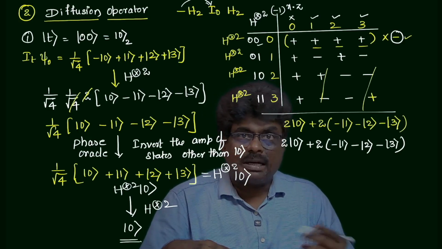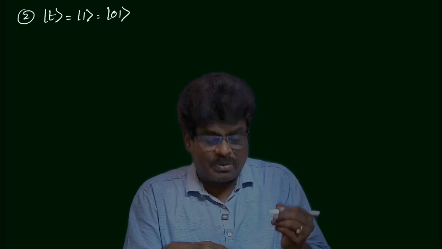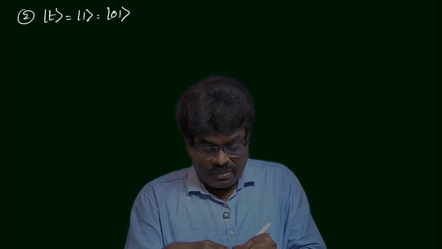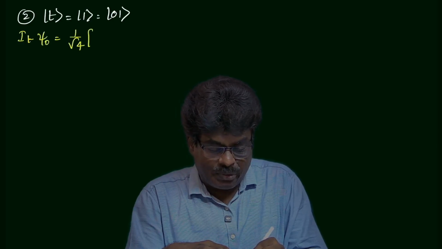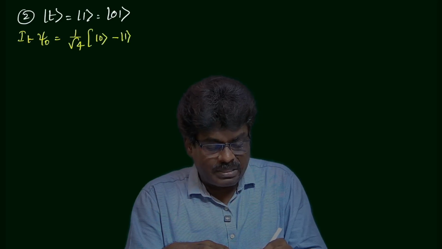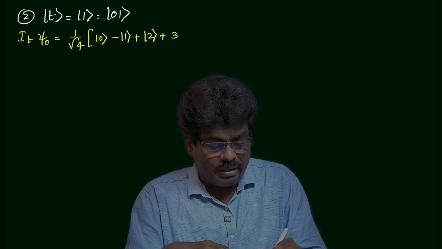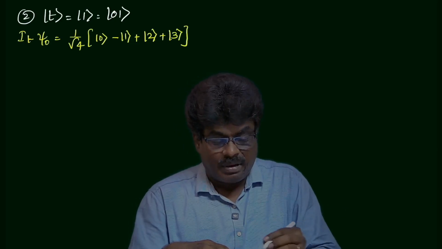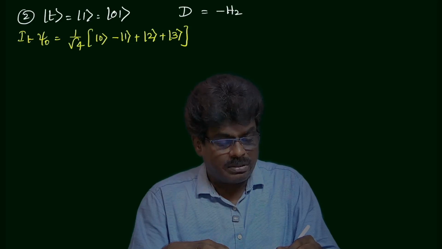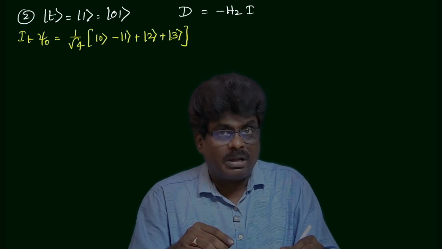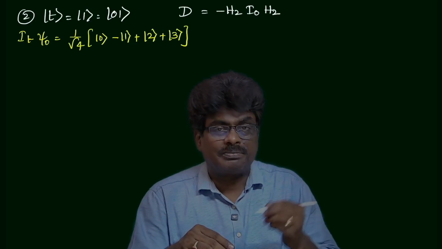Okay, so let us take another example for that. Another target we'll take. For the second one, I'm taking the target as 1. So in decimal notation, 0, 1. Okay, so if this is the target, when the oracle operates on the psi naught initial state, we'll get 1 over root 4, 0, minus 1, plus 2, plus 3. Now I'm going to operate this diffusion operator, which is minus H2. So here H tensor 2, I naught and H2.